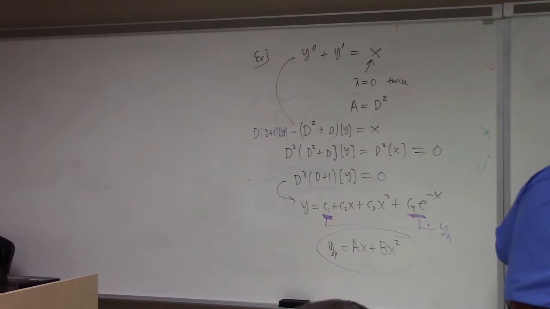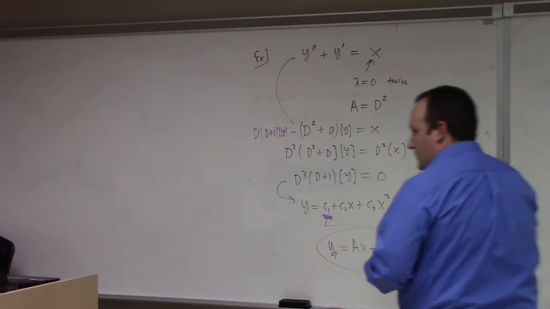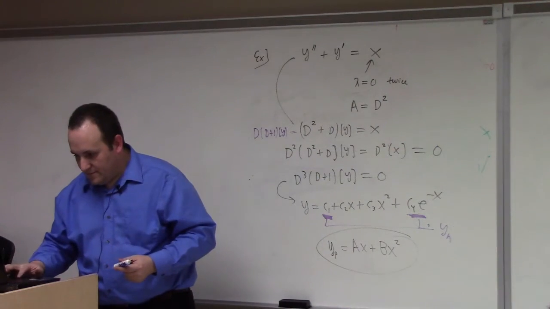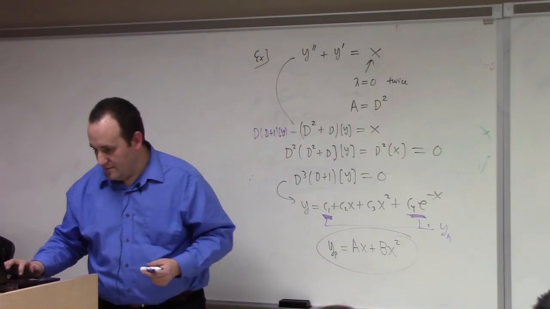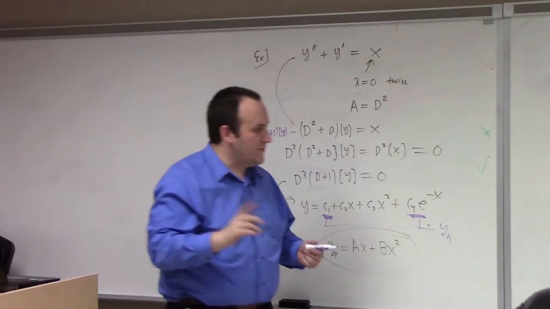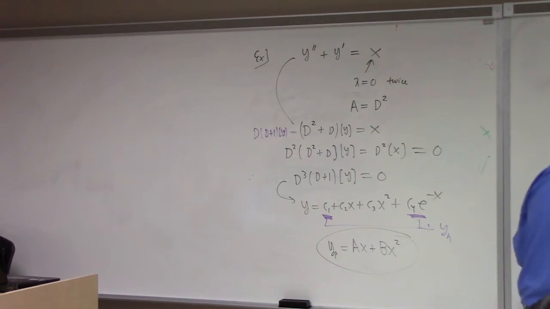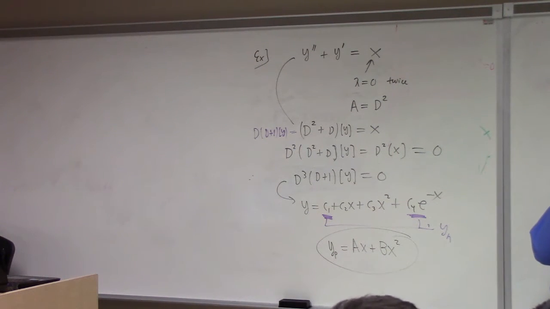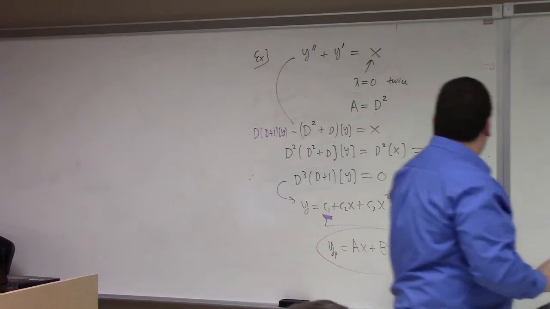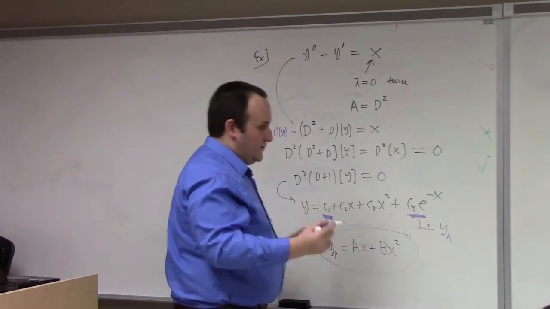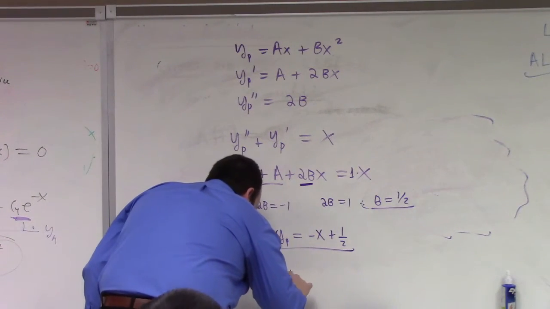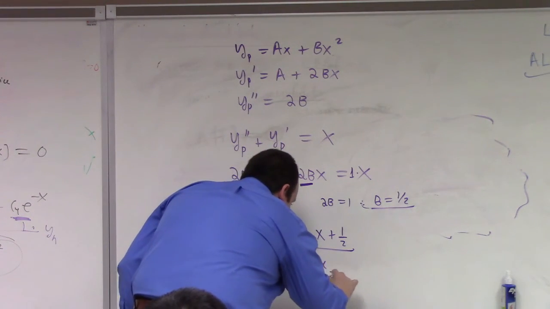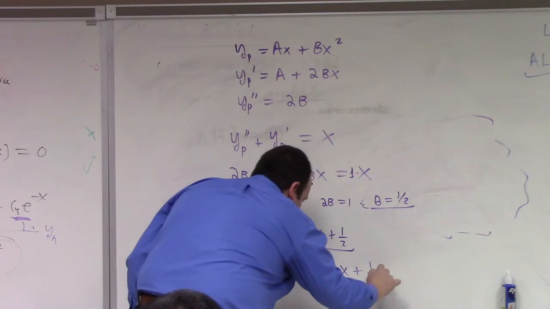So yp is equal to, uh-oh. There's no telling what's next. There we go. Therefore, yp is, what did I just work out? Minus x plus 1/2 x squared. And so in short, the solution is y equal to c1 plus c2 e to the minus x plus minus x plus 1/2 x squared.